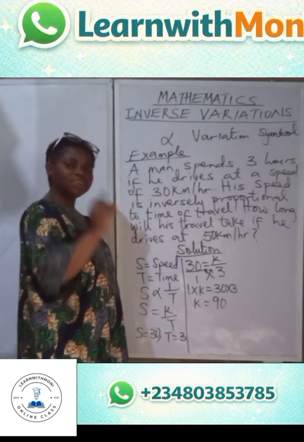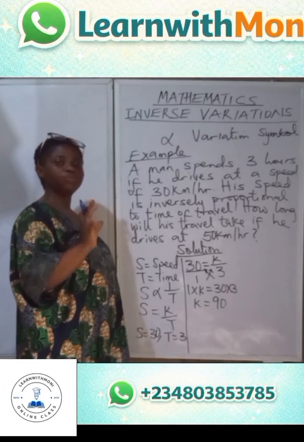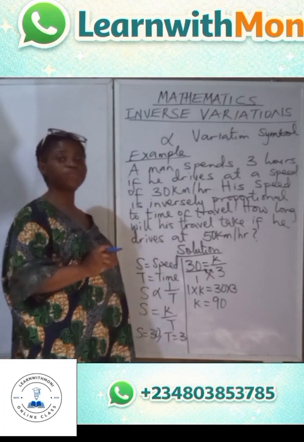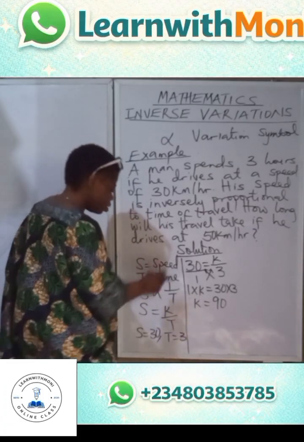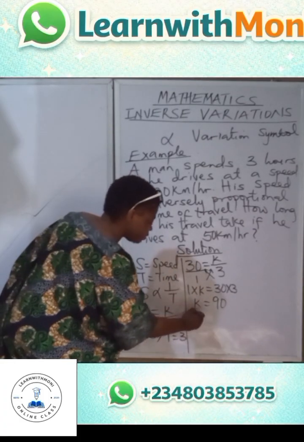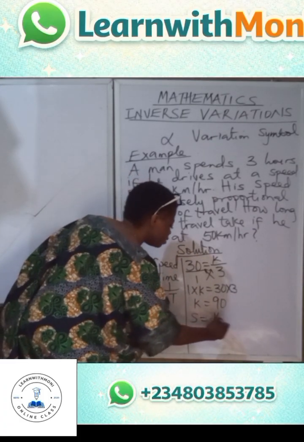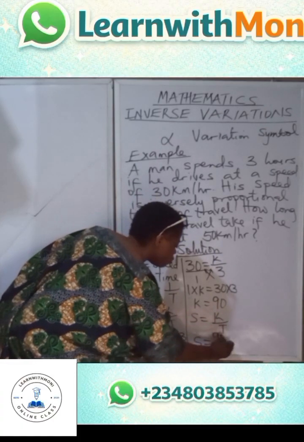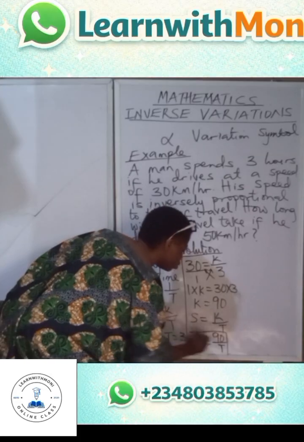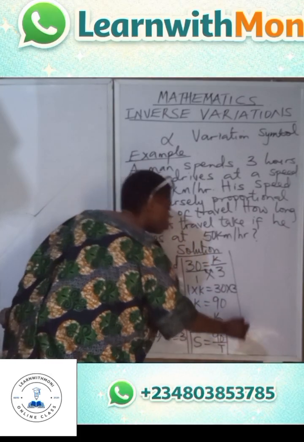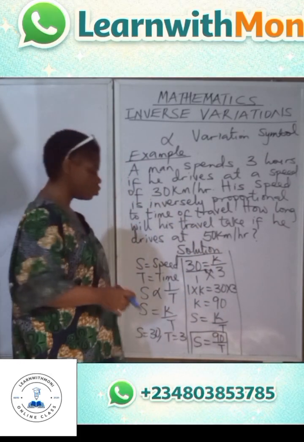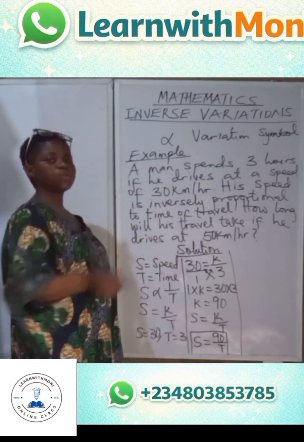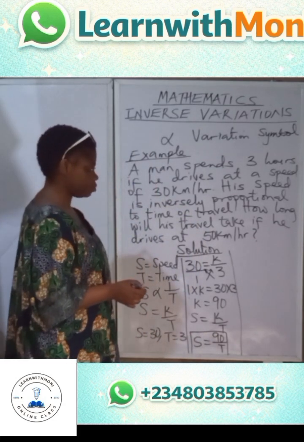That being said, the next thing we need to get is the door, the door on which we want to use this key. And that is the equation of the relationship. We already know that S equals K over T. That means S is equal to 90 over T. And this is the equation of the relationship. Whatever else we are asked in the question, we have to pass through this door, this equation of the relationship, to get it.